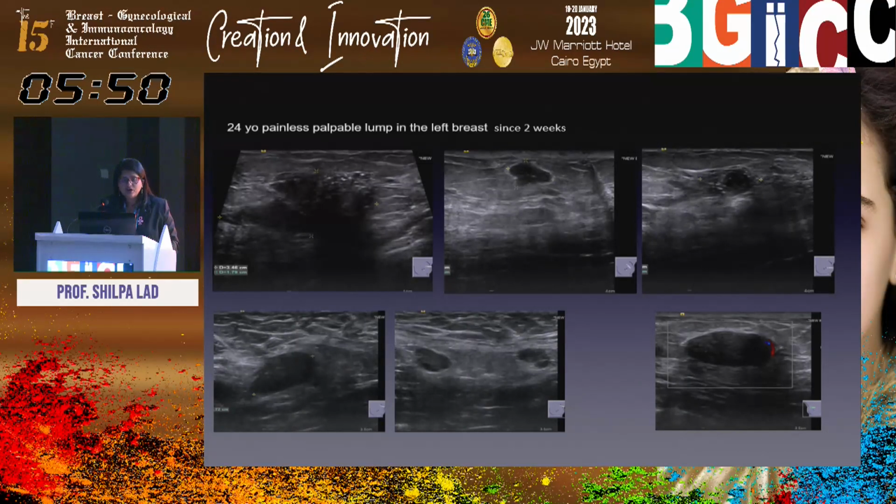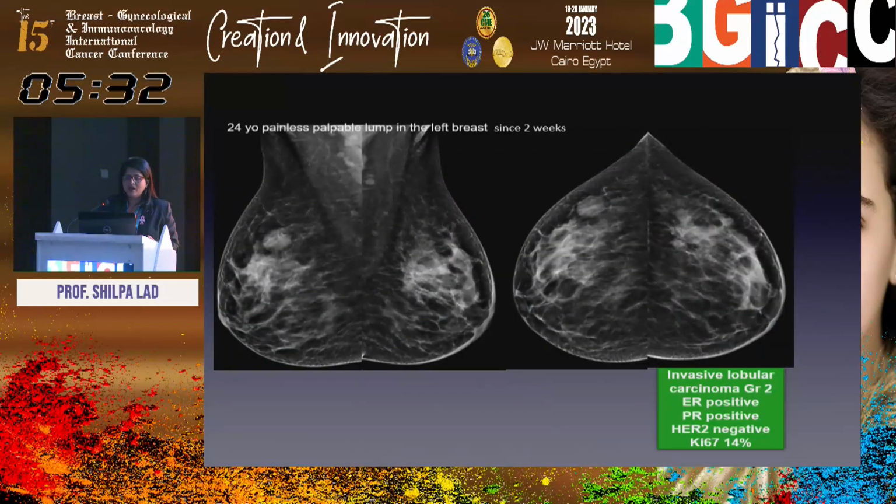Here is a 24-year-old, painless palpable lump in the left breast since 2 weeks. Okay, because she was 24, we first did the ultrasound. On ultrasound, we see this irregular mass. We see some satellite lesions. We see enlarged lymph nodes. Okay, therefore, we decide to do a mammogram.